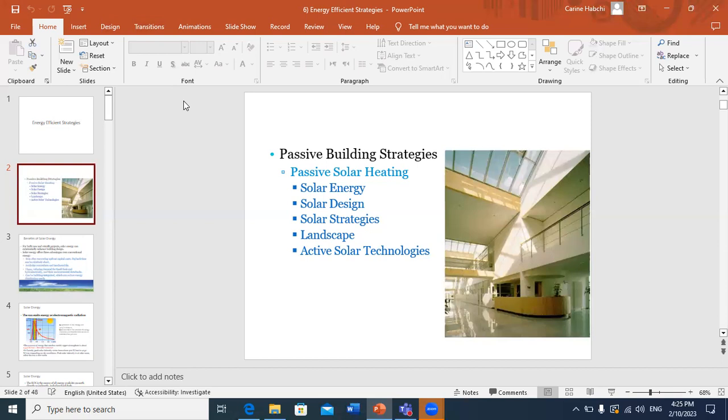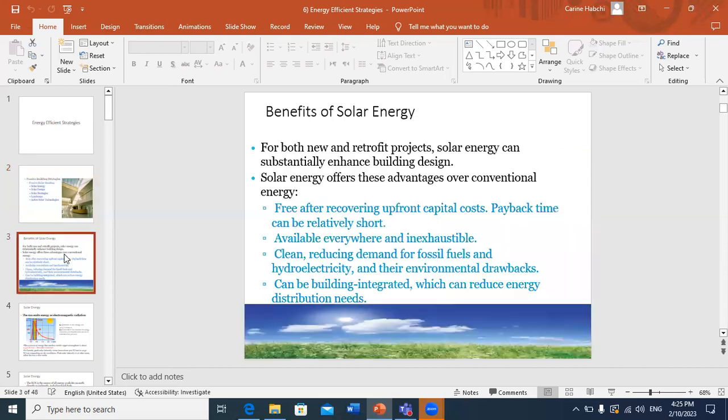So we should study solar energy, do the solar design, implement some solar strategies, study the landscape, and introduce active solar technologies. You know that solar energy is one of the main renewable energy categories, and it's widely used. The future really is for solar, wind, hydropower, etc. And now solar energy constitutes the biggest percentage of renewable energy used in the world. This is because it's highly available.